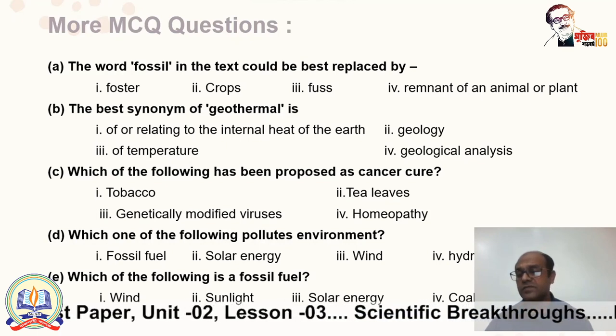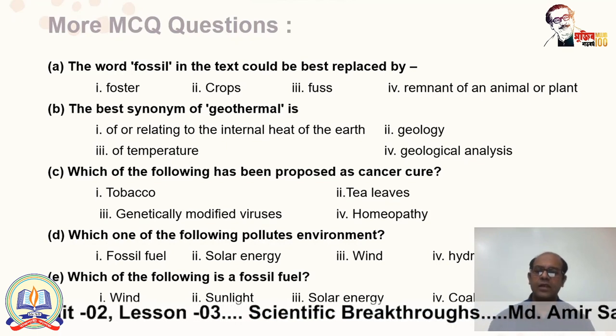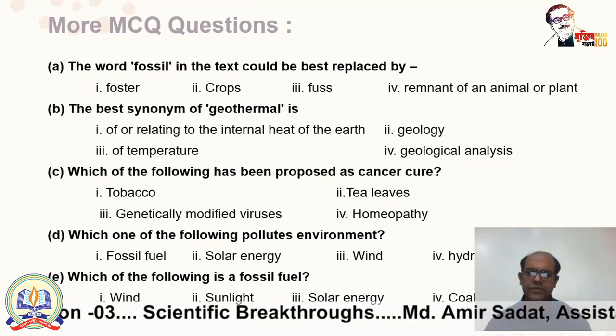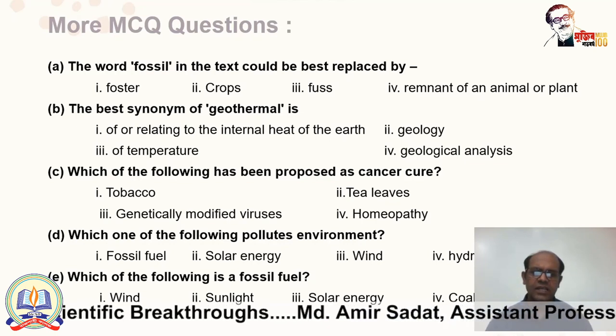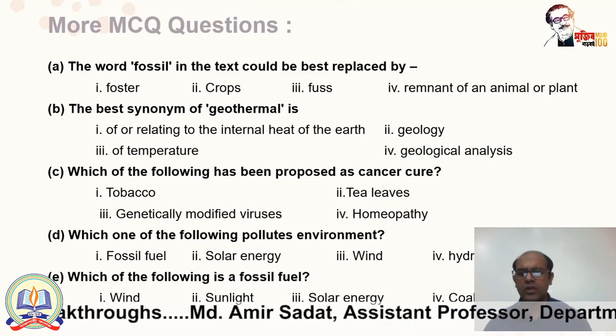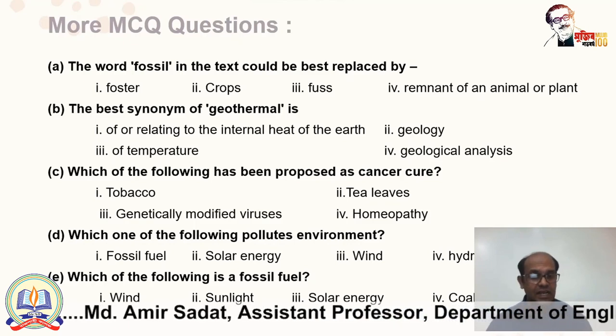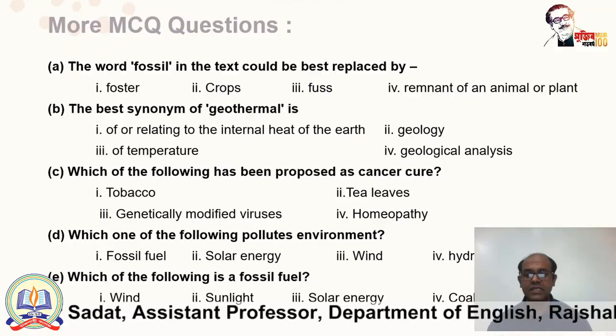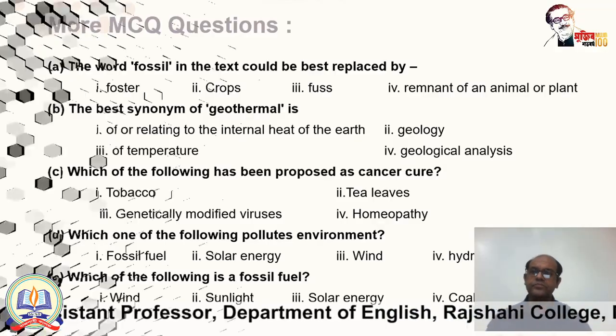Option E, which of the following is a fossil fuel? Number 1, wind, option 2, sunlight, option 3, solar energy, and option 4, coal. So here coal is the correct answer because coal is a fossil fuel.